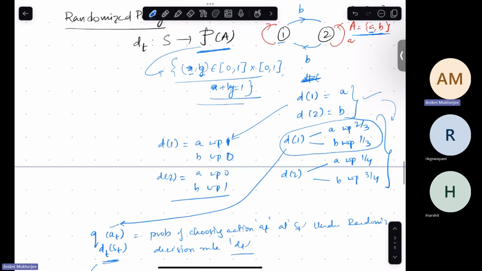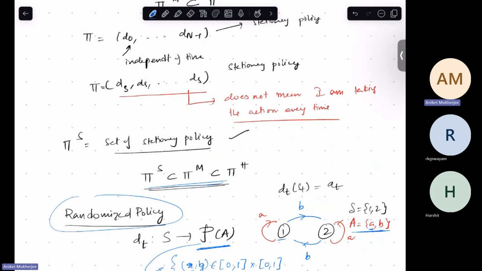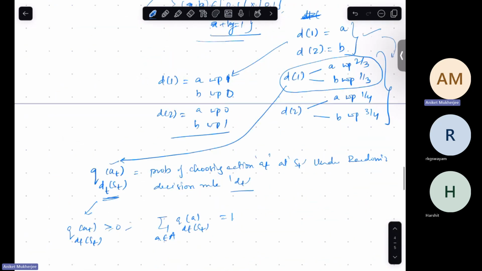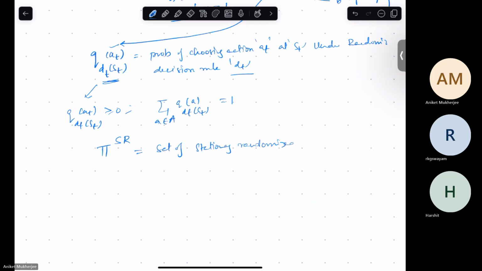Now one thing you'll say is that this randomized policy has nothing to do with the history or anything. It's just saying how your decision rules are. So basically, you can come up with many more sets, such as SR, the set of stationary randomized policies, and pi MR, the set of Markovian randomized policies.